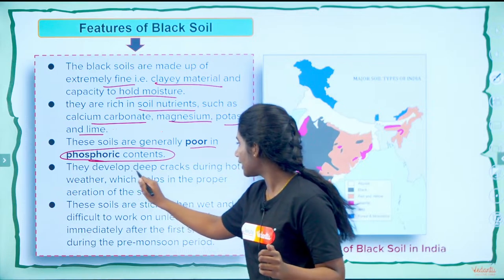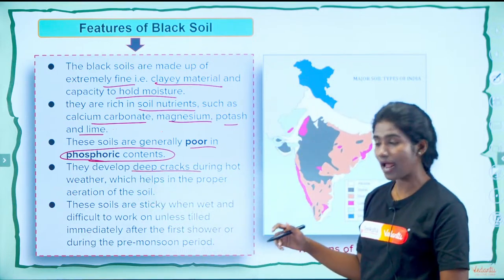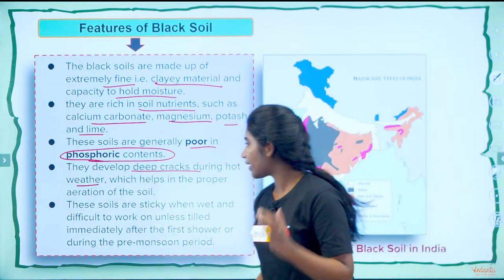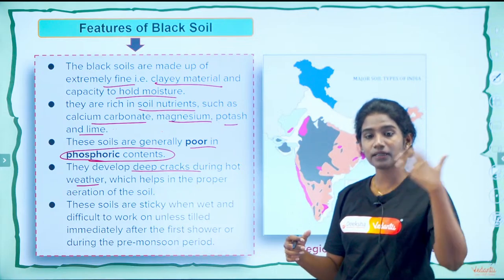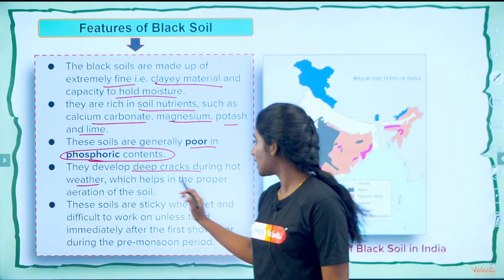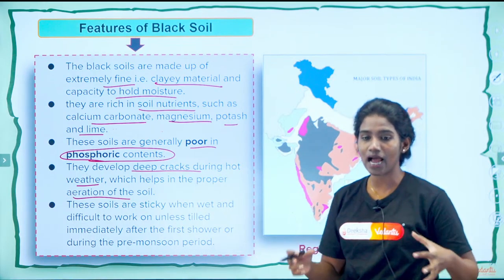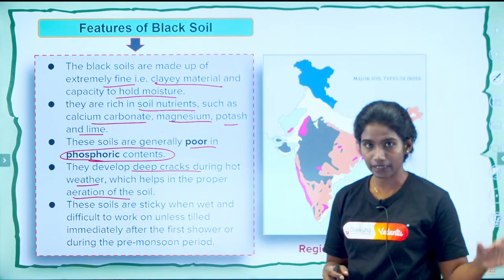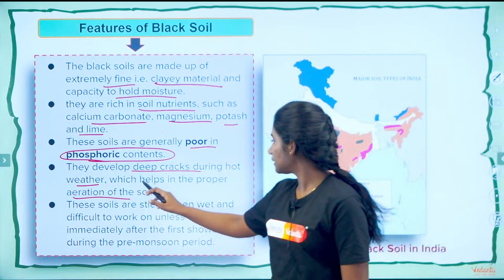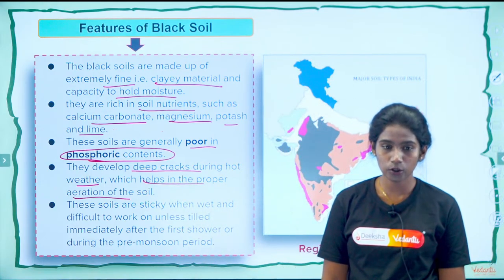So it is black soil that develops deep cracks when the weather is very hot, when the temperature is very high, which helps in proper aeration of the soil. Because cracks are developed, the air can penetrate in. So this helps in the proper aeration of the soil.